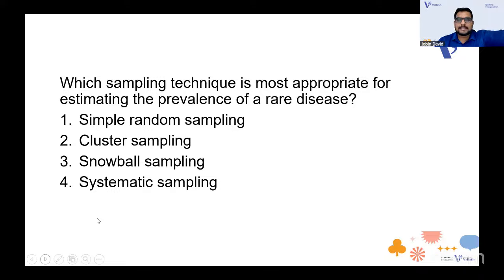Which sampling technique is most appropriate for estimating the prevalence of a rare disease? Rare disease. So it comes under rare disease. Obviously, the population will be far unknown. So what is the sampling type that you will go with?